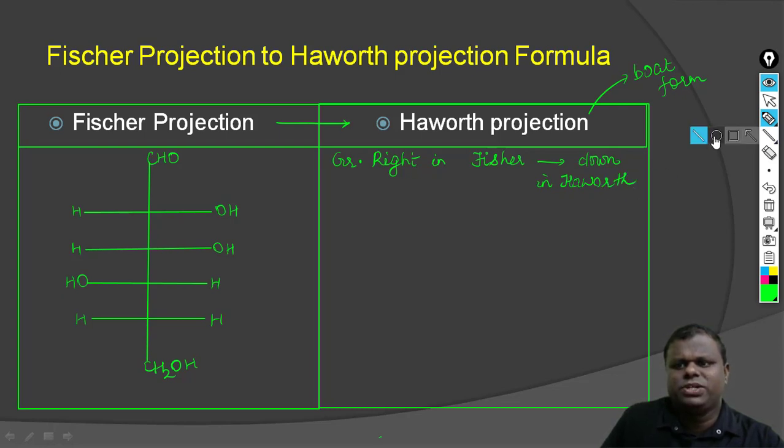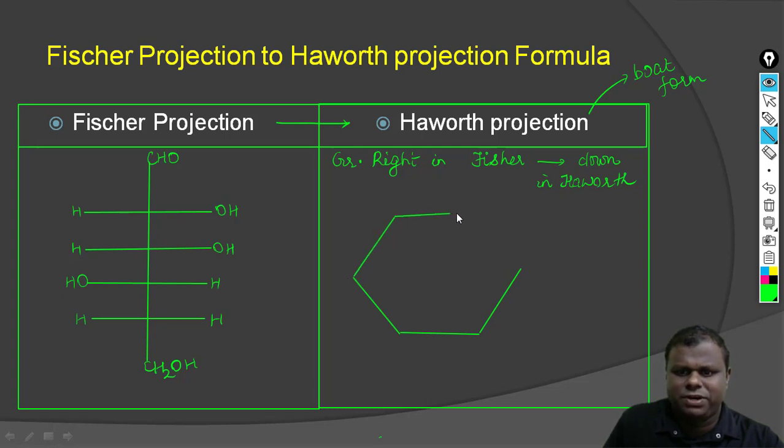So what exactly is going to be your Haworth projection formula? Now I'm going to write this in terms of a boat form. If you could see here carefully, I'm just trying to make a six-membered ring.